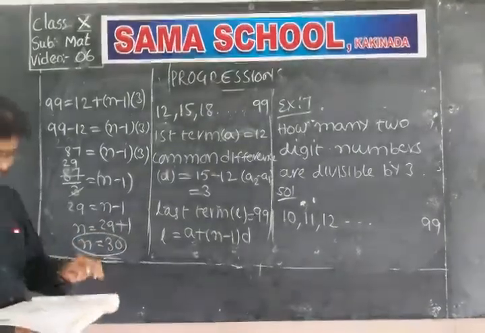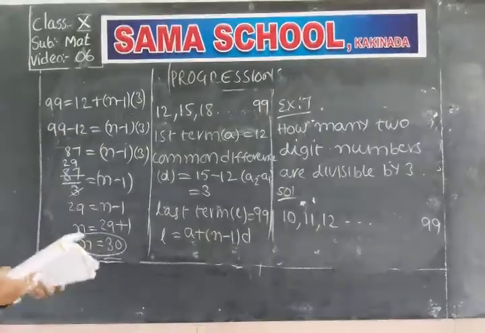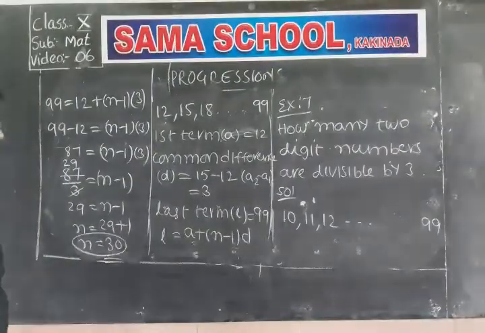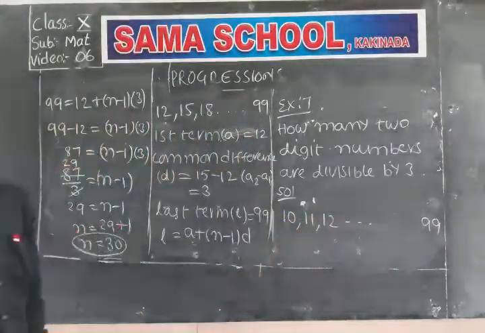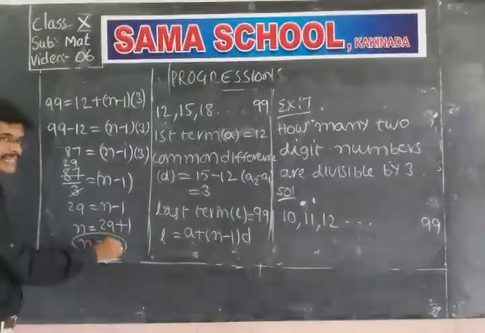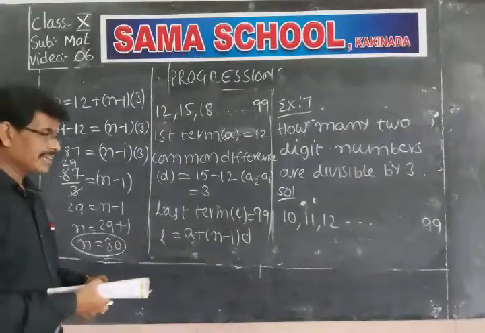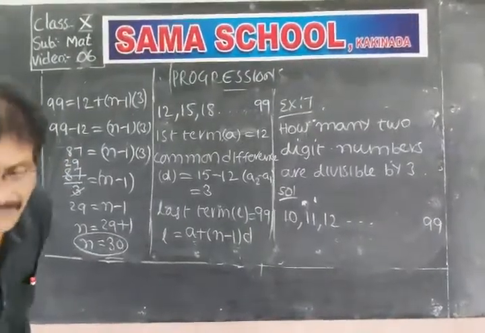So there are 30 terms. There are 30 terms in the series which are divisible by 3. So in two digit numbers there are 30 numbers which are divisible by 3. Okay. So like that we can find.